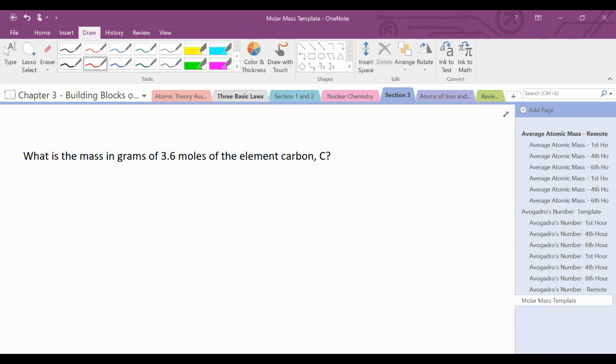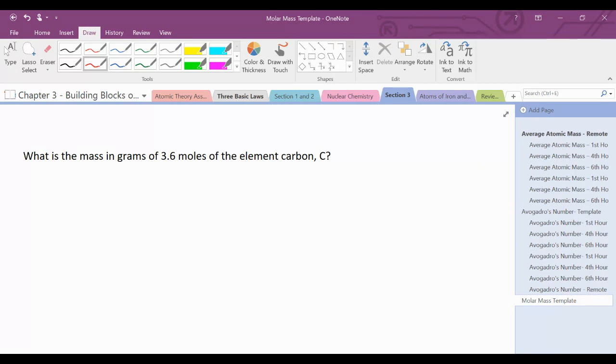All right, so here's problem number 1. What is the mass in grams of 3.6 moles of the element carbon? And so we've looked at a conversion factor that is a relationship between grams and moles. So that means that we are going to use dimensional analysis to solve our problem.